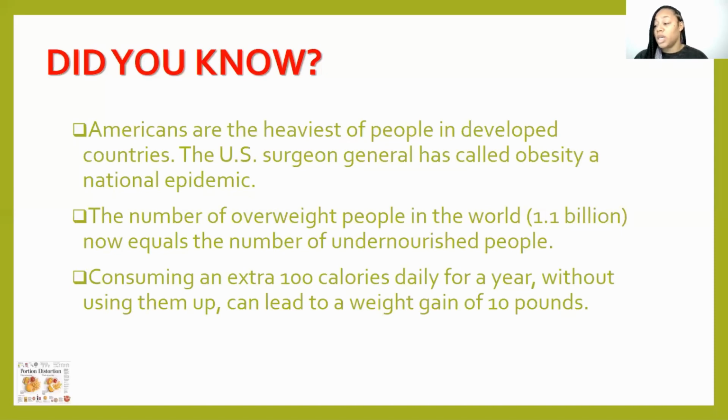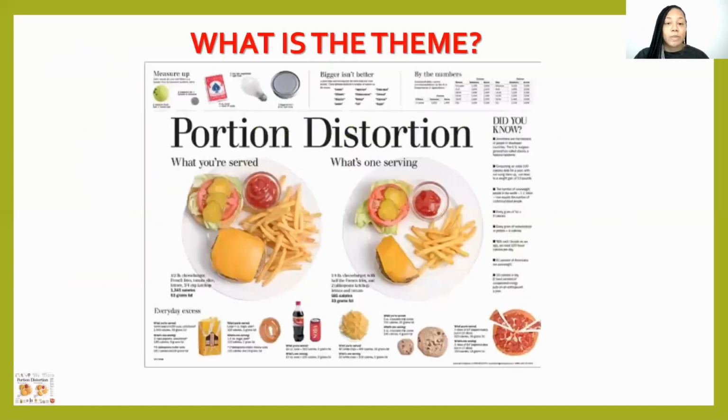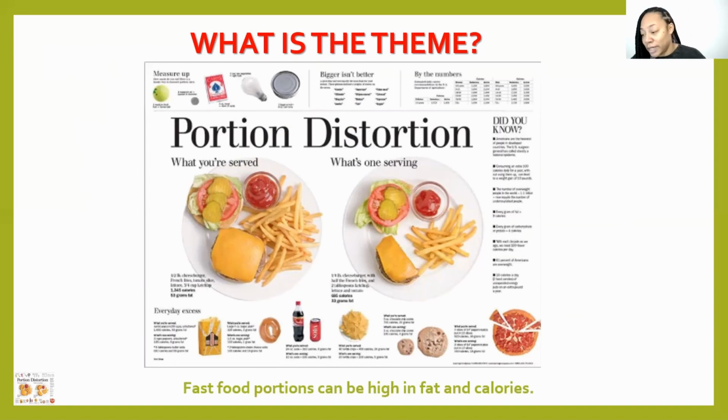One more thing, about 60% of Americans are overweight. Take a look at our poster here. What do you think the theme of our poster is? The theme of our poster is: fast food portions can be high in fat and in calories.